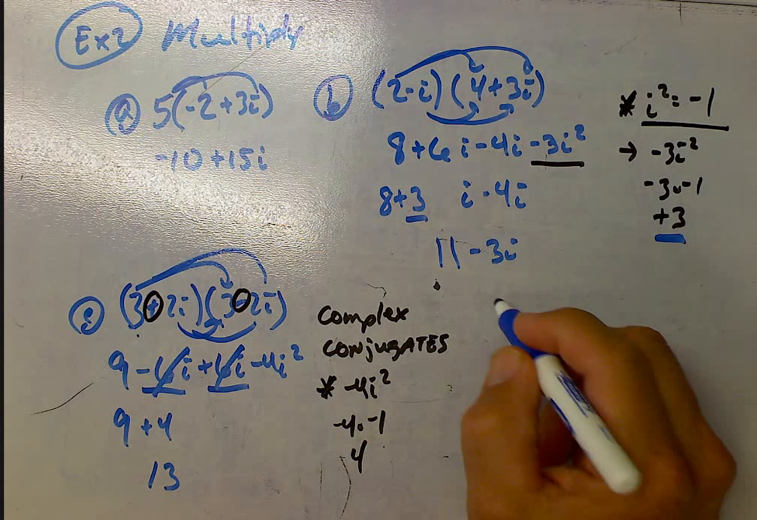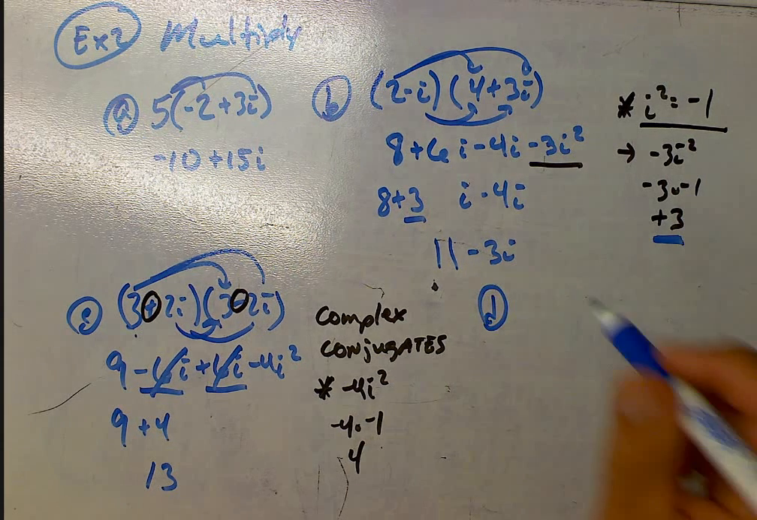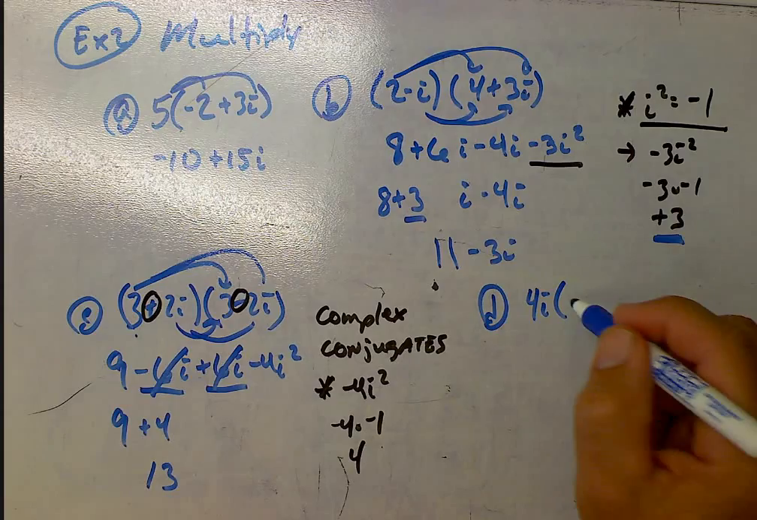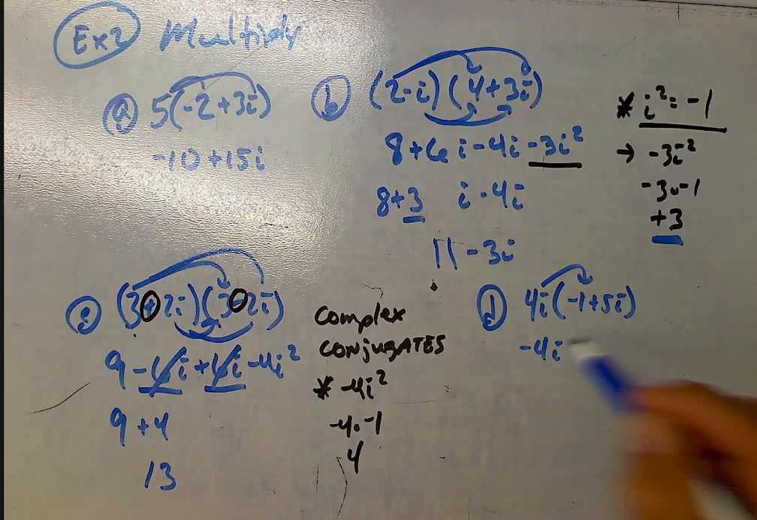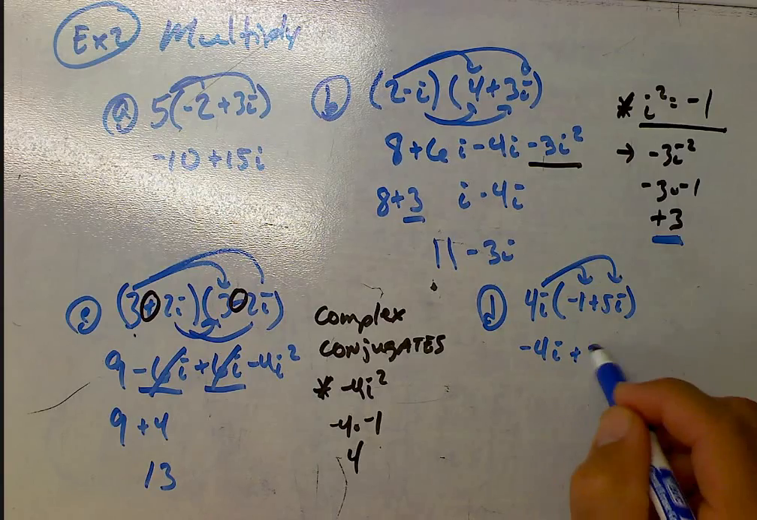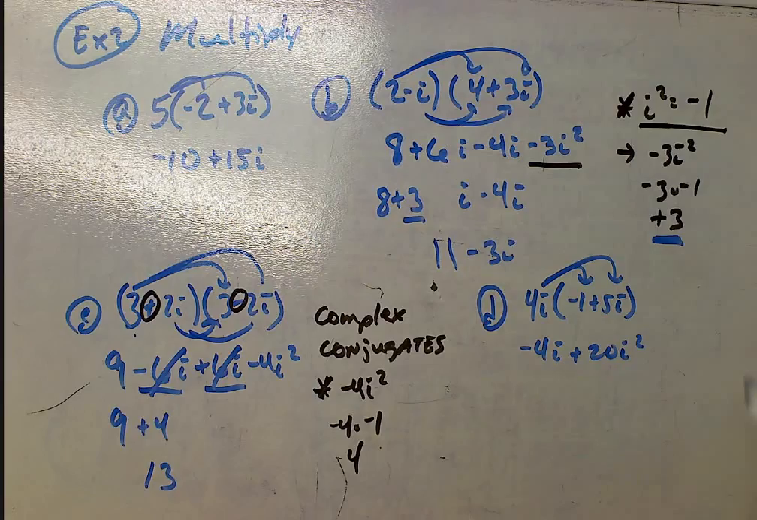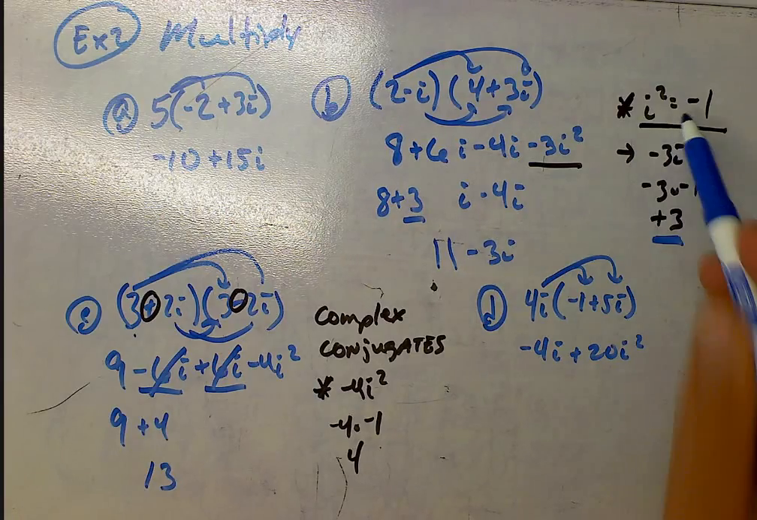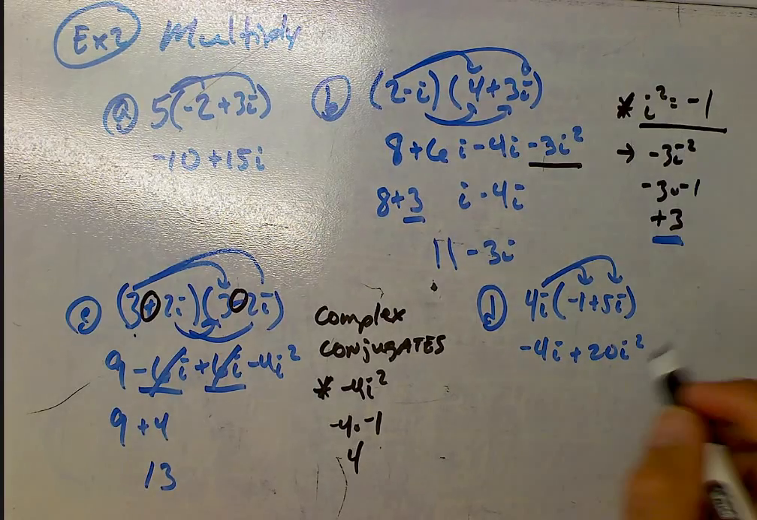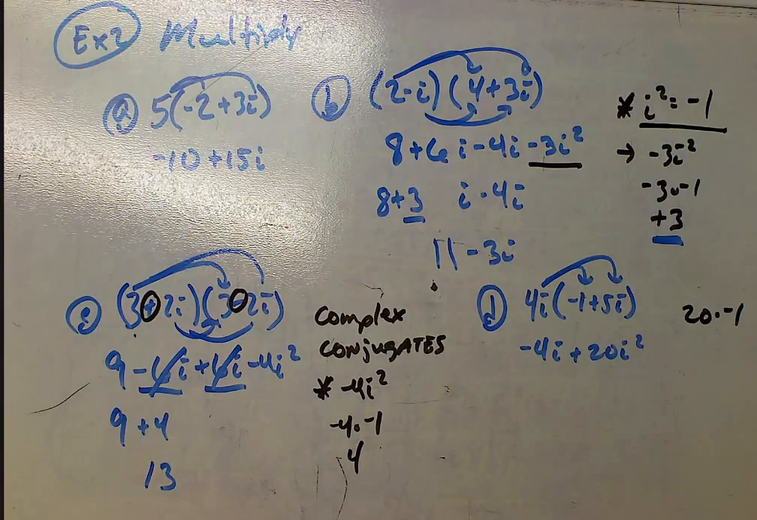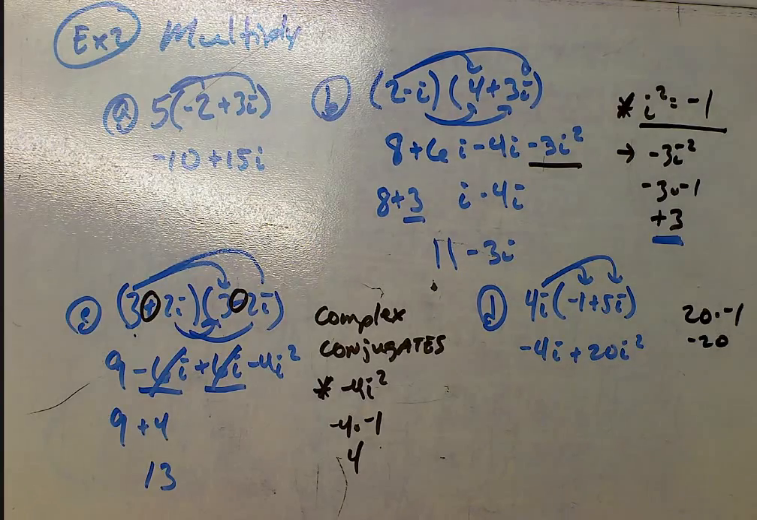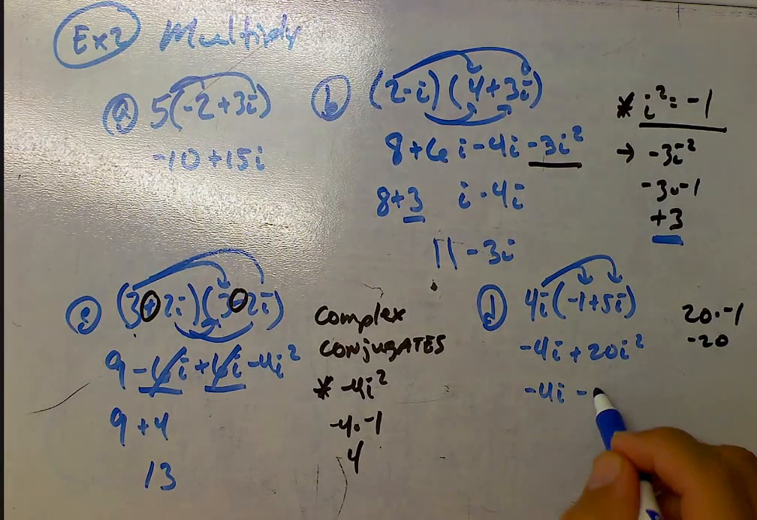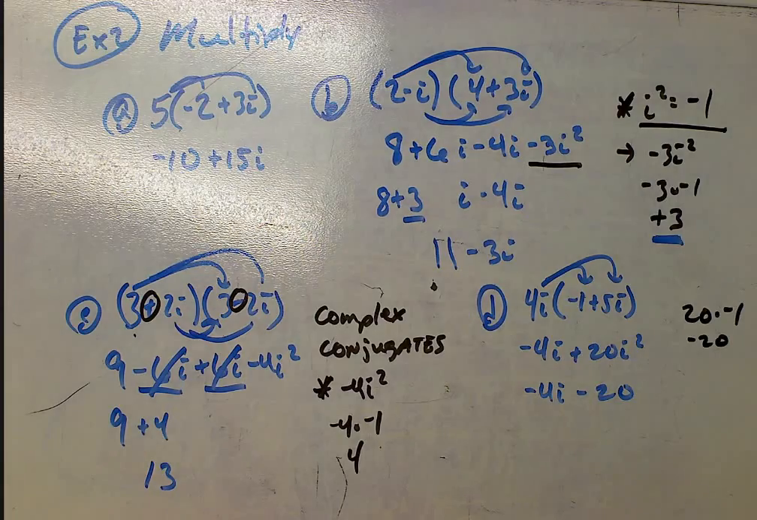Alright, moving on to part D of this example. If I have 4i times negative 1 plus 5i, 4i times negative 1 is negative 4i. 4i times 5i is positive 20i squared. And again, from up here, i squared is negative 1. Therefore, when I get i squared, I have to take 20 times negative 1, which is negative 20. So this would become negative 4i minus 20. Then to write it in standard form, I need to write the real part first. So it's negative 20 minus 4i.